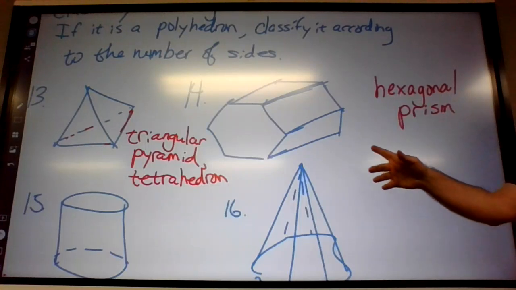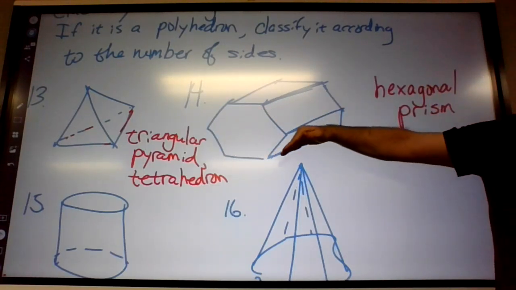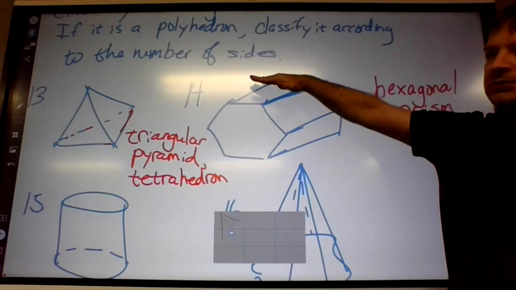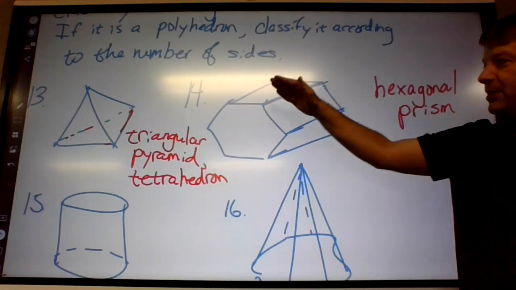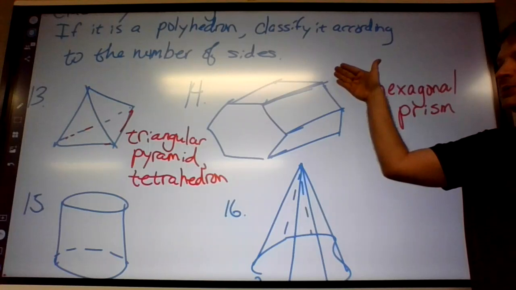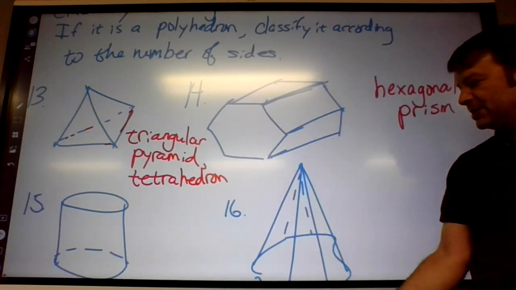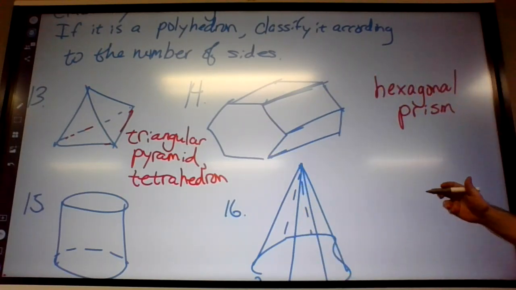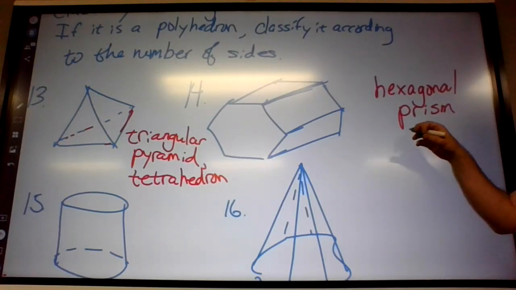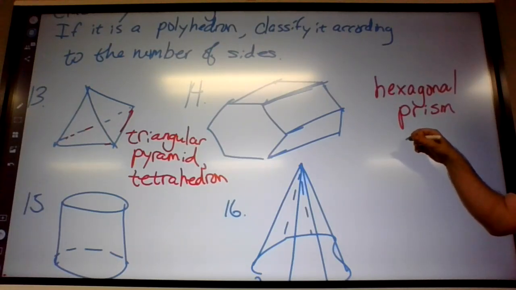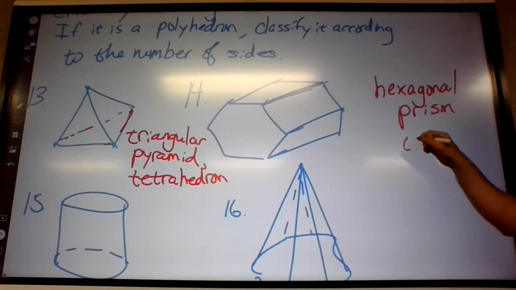Okay, so if there's 6 edges on this base, how many lateral faces are there? 6. And then there's a base here, and then you can't see it, but it's in the back. There's a base on the other side. So it's basically 6 plus 2 is 8. So if it's got 8 sides, do you remember what the prefix for 8 is? Yeah, octahedron.